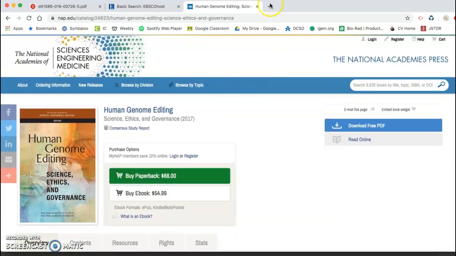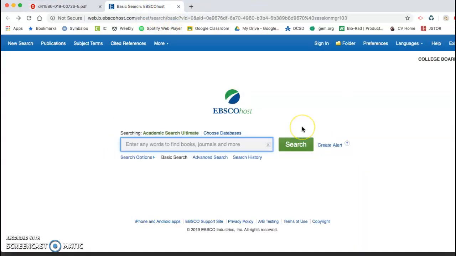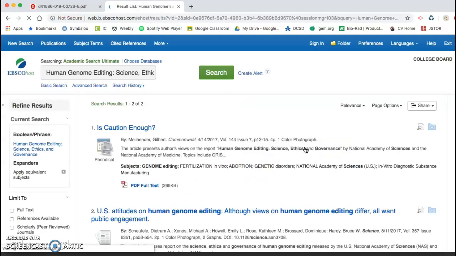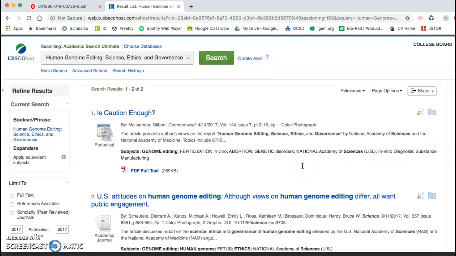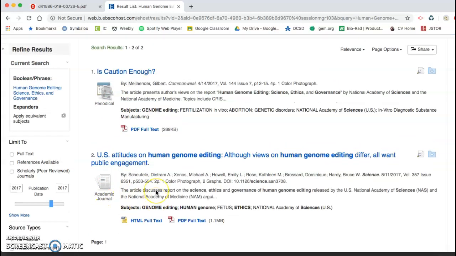But you know what I'm actually going to do is check and see if I put this into EBSCO, is there anything that will pop up? And I'm actually just going to use a basic search here, right? So I'm just pasting in that title. And let's see. Okay, so we get a couple things popping up here. One is a periodical, and another is an academic journal.